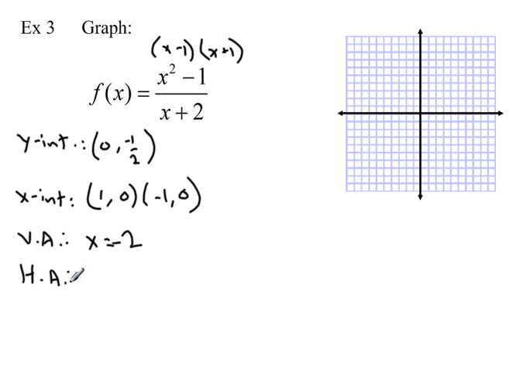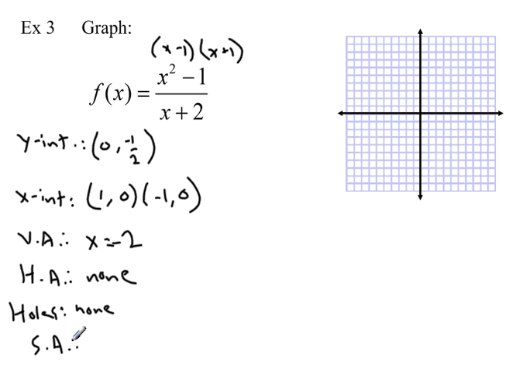Horizontal asymptote, well, since the greatest power on top is 1 more than the greatest power on bottom, there are no horizontal asymptotes. We're going to see a slant asymptote instead. And since nothing could be simplified, there are no holes in this graph. Okay, let's talk slant asymptote.